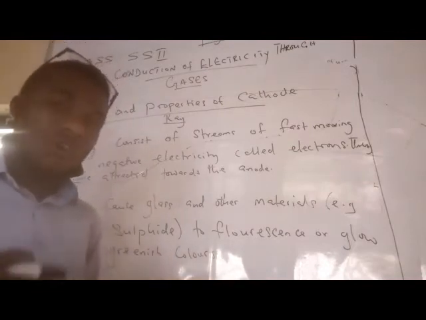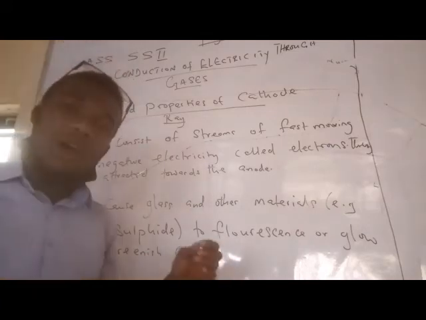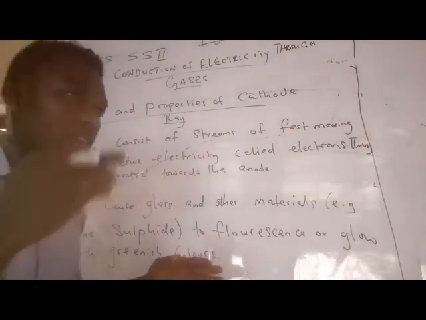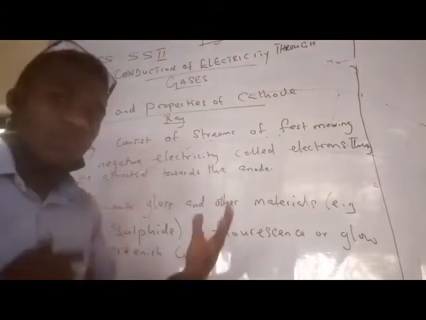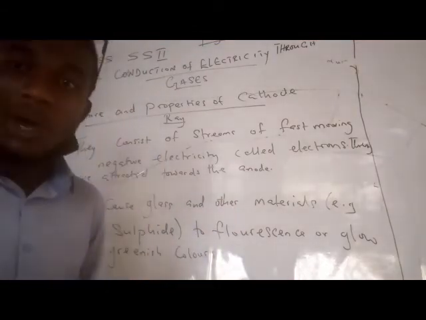And those gases are under what? Very low pressure. That is why they give out that light. The light they give out is the movement of what? Of electrons between the terminals of the tube. That is why it gives out light.